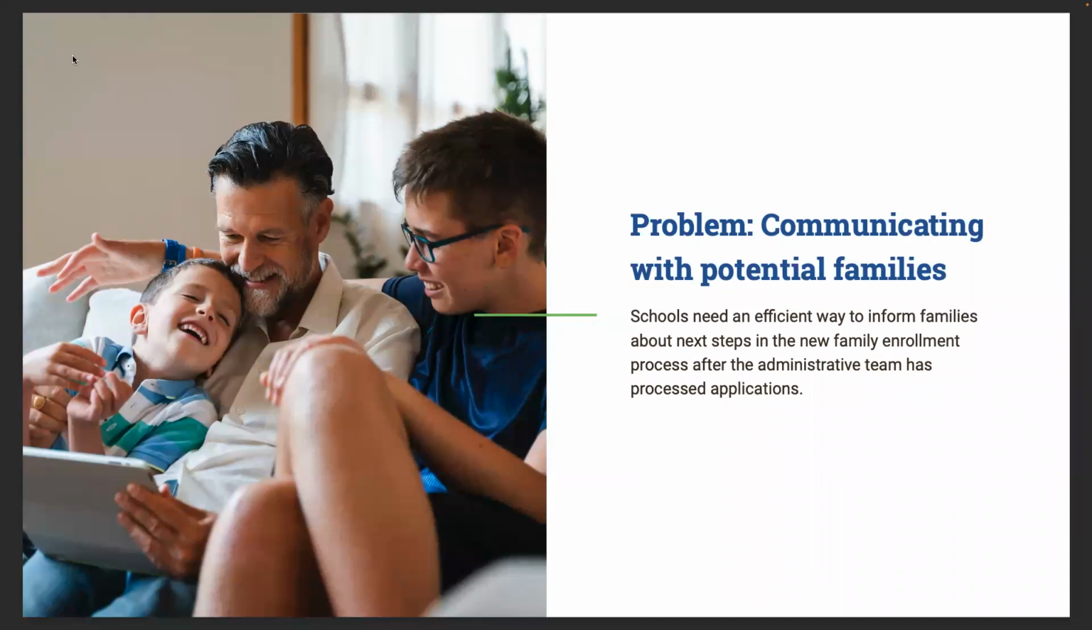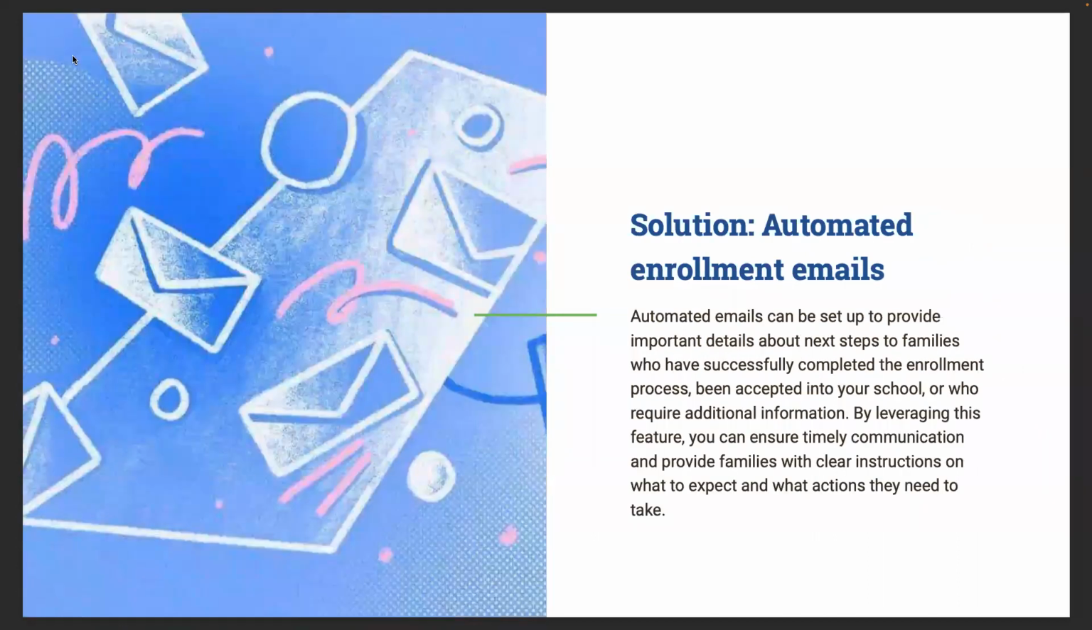Sometimes it is difficult to communicate with potential families. Schools need an efficient way to inform families about the next steps in the family enrollment process after the administrative team has processed applications. The solution is automated enrollment emails. They can be set up to provide important details about next steps to families who have successfully completed the enrollment process, been accepted into your school, or who require additional information. By leveraging this feature, you can ensure timely communication and provide families with clear instructions on what to expect and what actions they need to take.